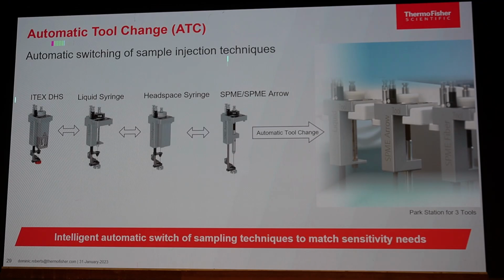And there is one more tool, which is the ATC, automatic tool change. The benefit of automatic tool change is that you don't have to switch the tool from liquid to headspace or headspace to SPME. You just have to give the command, and the system will automatically identify which tool is in which slot, and accordingly it will change and do the injection.